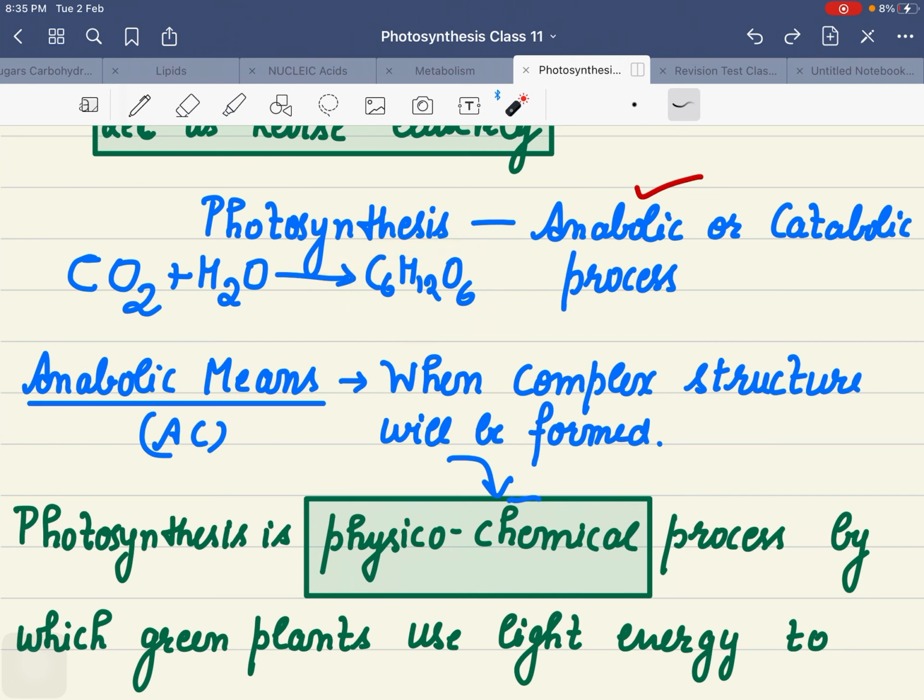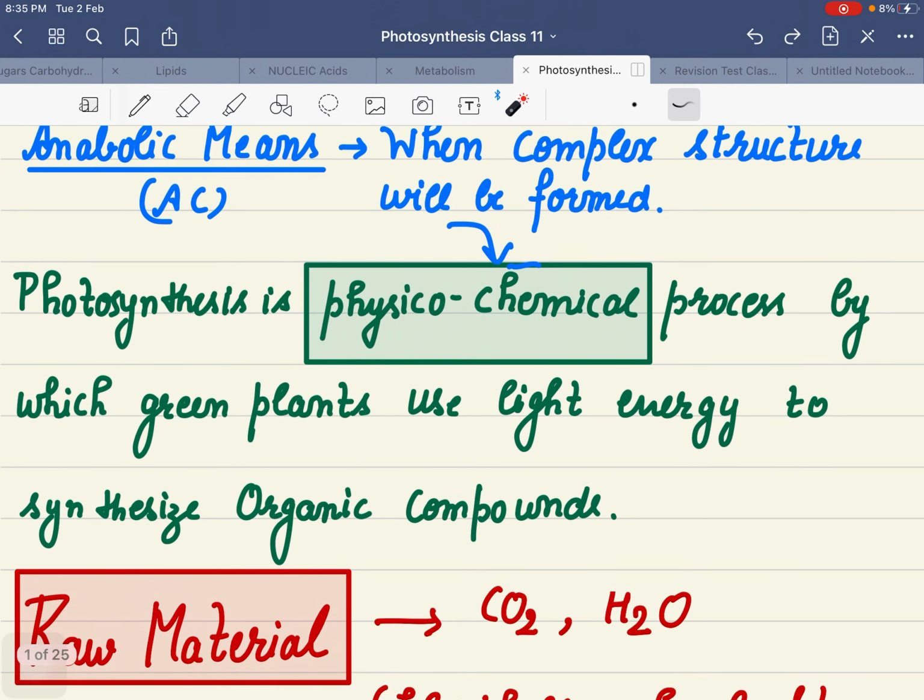And photosynthesis is what? It is a physico-chemical process. A physical reaction is there, a chemical reaction is there, as well as it is an anabolic process. This word is very important because in a few minutes we are going to solve our MCQs, and then you will know why this word is so important. It is not only a chemical process, it happens in the green leaves of the plant. So it is a physico-chemical process by which who uses light energy? Can anyone use light energy? No, specifically green plants use light energy.